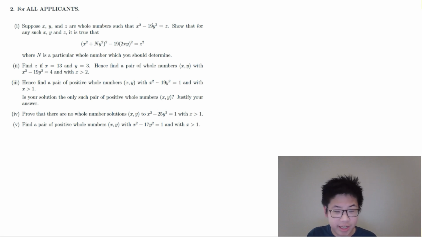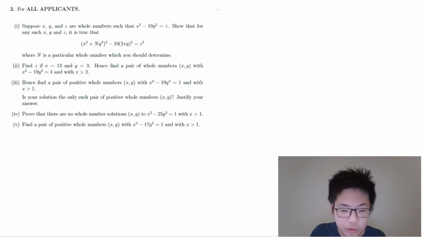This equation here is called the Pell equation, and usually Z is set to 1, and the 19 can be any number, like literally any number, except when it's a perfect square, of course, because if you have a perfect square, then the equation will have absolutely no solutions. So let us focus on part 1 first.